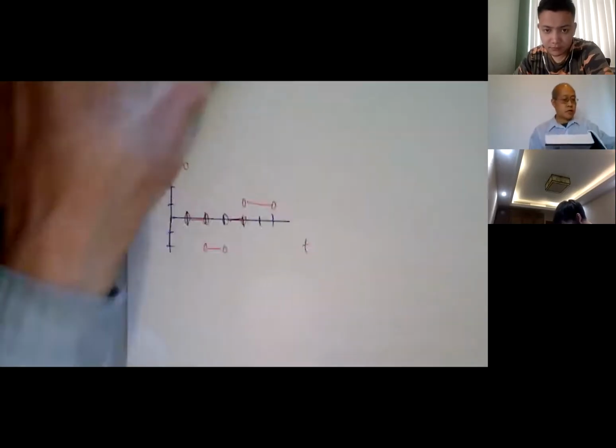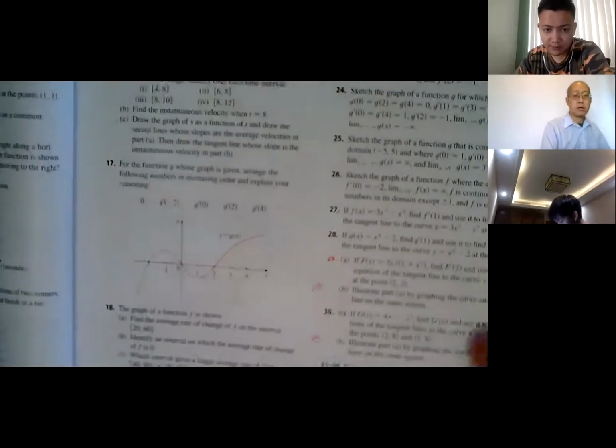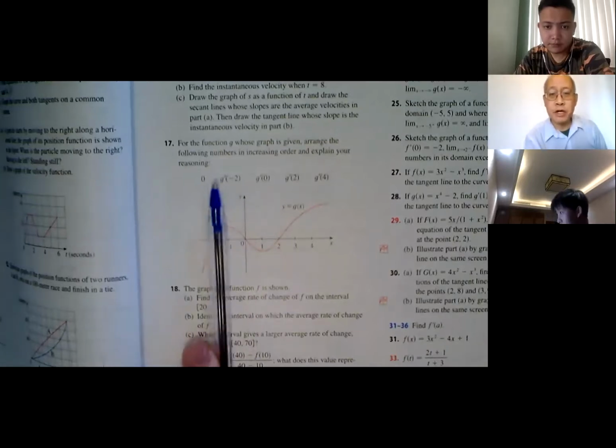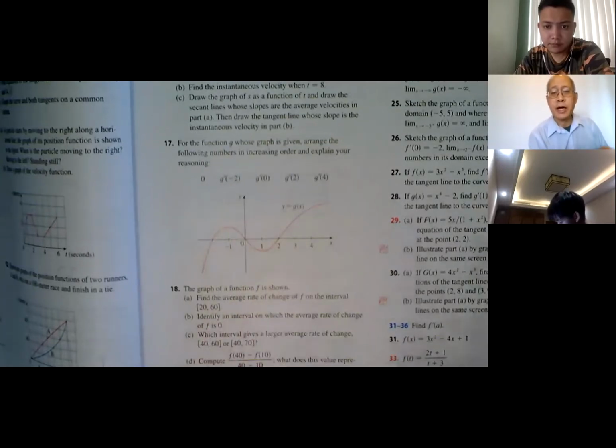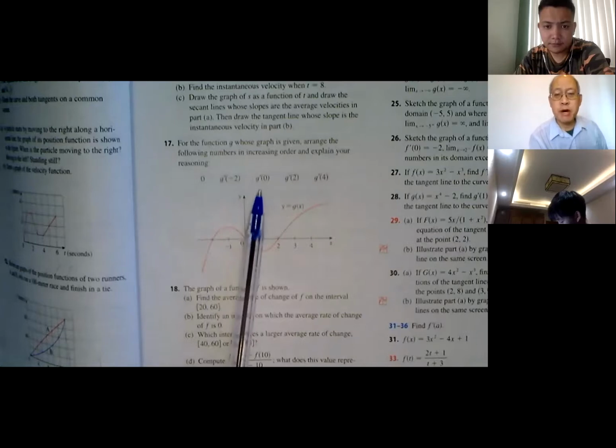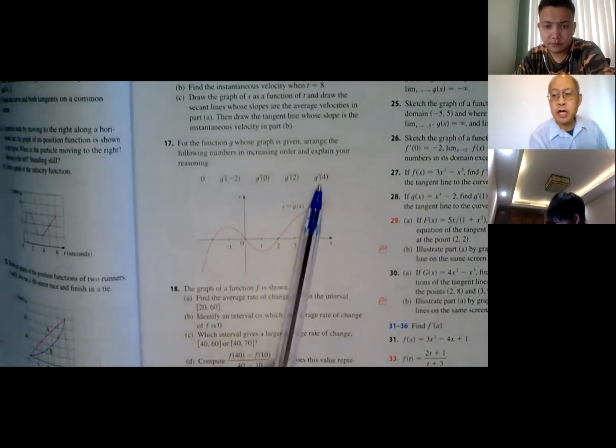Okay, next one I want to show you was 17, on page 149, section 2.7. Arrange the following numbers in increasing order and explain your reasoning. Okay: 0, g prime of -2, g prime of 0, g prime of 2, g prime of 4.